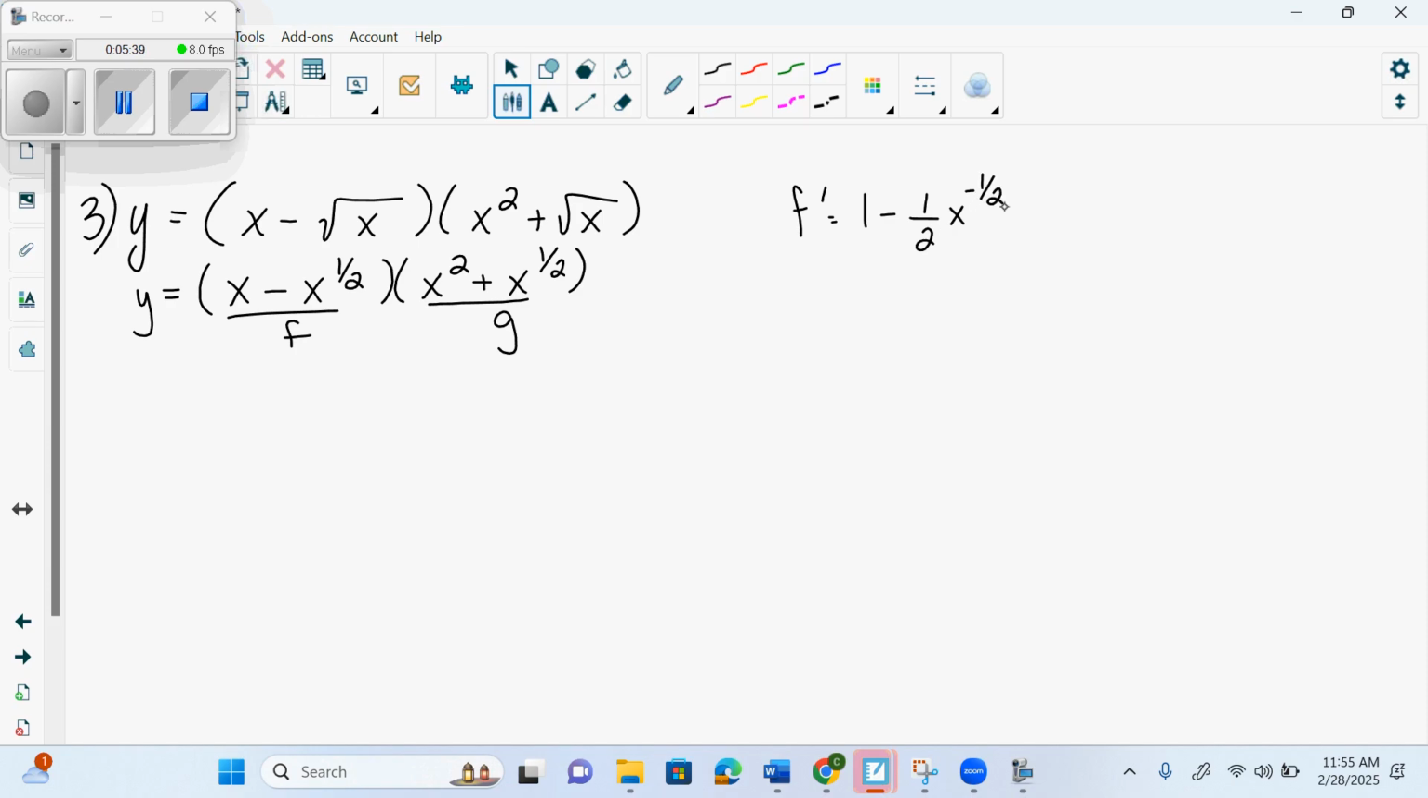Okay, table, control yourself. So we have f prime equals 1 minus 1/2 x to the negative a half. g prime is 2x plus 1/2 x to the negative a half.